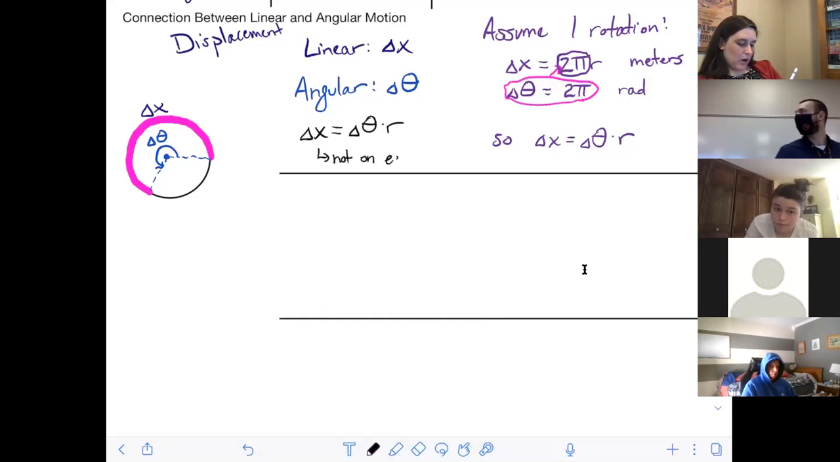Now, just a little FYI, they do not put this relation on the AP Physics C equation sheet. It's not there. But I still think it's really helpful for us to know, okay?